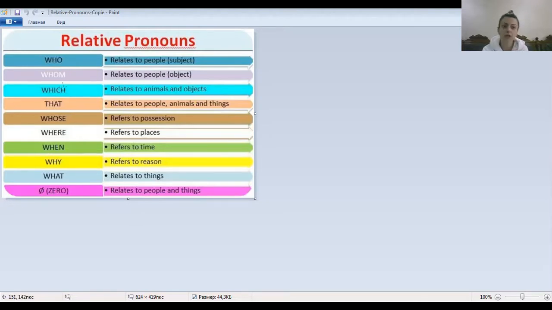Which relates to animals and objects. That relates to people, animals and things. Whose refers to possession.